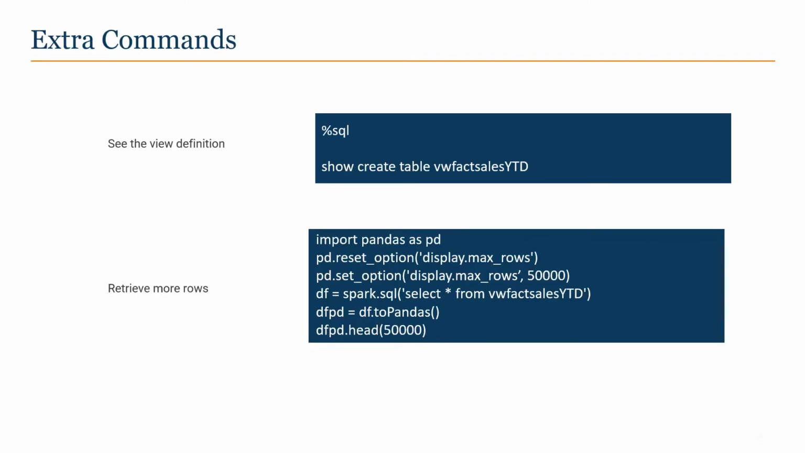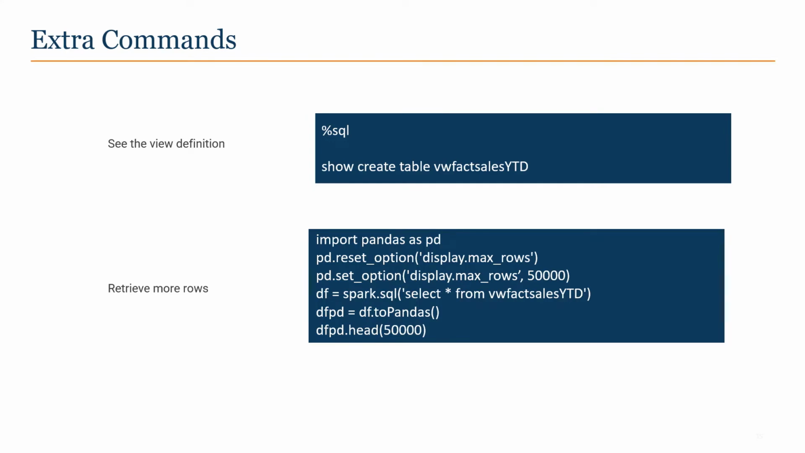There are some extra commands. Let's say we create a view and we want to see the view definition. This is how we create the view and execute the command: create a table and the view name. Another challenge we faced was that by default it always returns the top 1000 rows. If you want to see more records, this is how we can specify it. In this case we have specified 50,000 rows to be displayed in the output window.